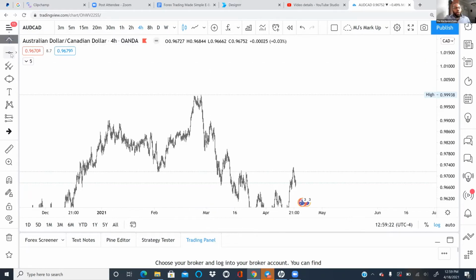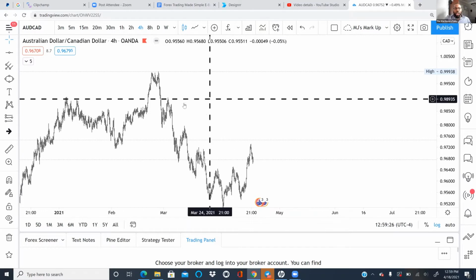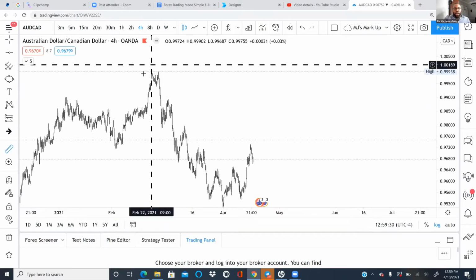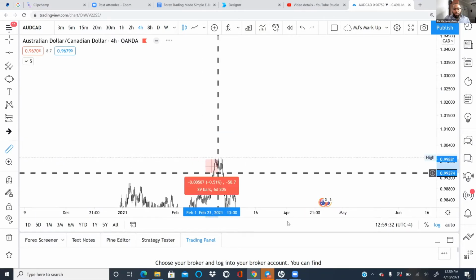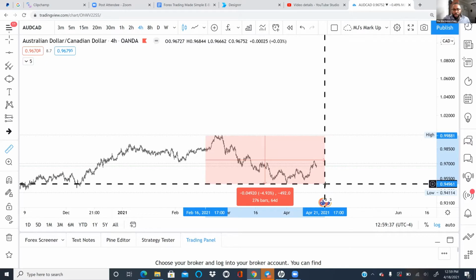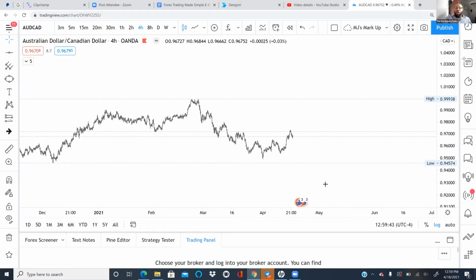Right now, on the 4-hour chart, I'm looking at where price action has been over the last few weeks, few months, and we see that it's really been in this range right here. About 492 pips. That's a 492 pip range. So we say, okay, cool, we need to mark up this area.